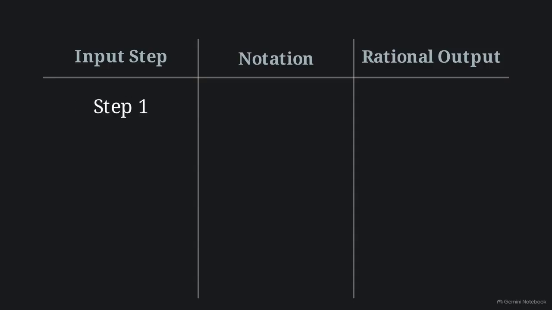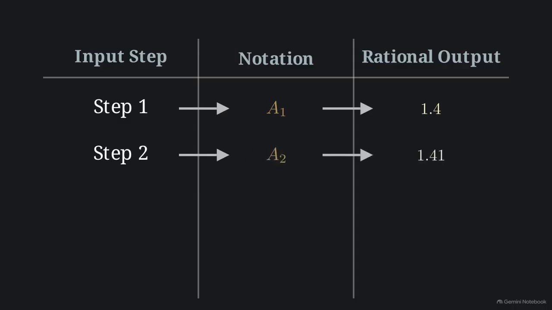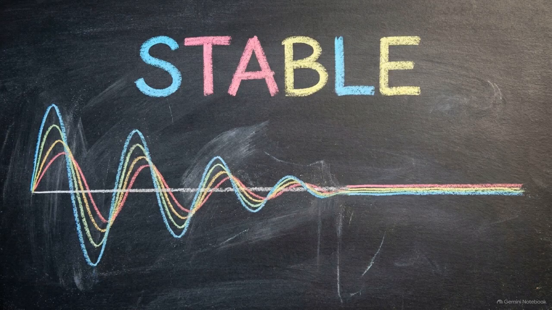This diagram maps how the machine works. At step 1, the notation a sub 1 corresponds to an output of 1.4. Step 2, a sub 2, gives 1.41. Step 3, a sub 3, yields 1.414, and the process continues infinitely. Some machines produce numbers that eventually settle down, a property known as a regular sequence.